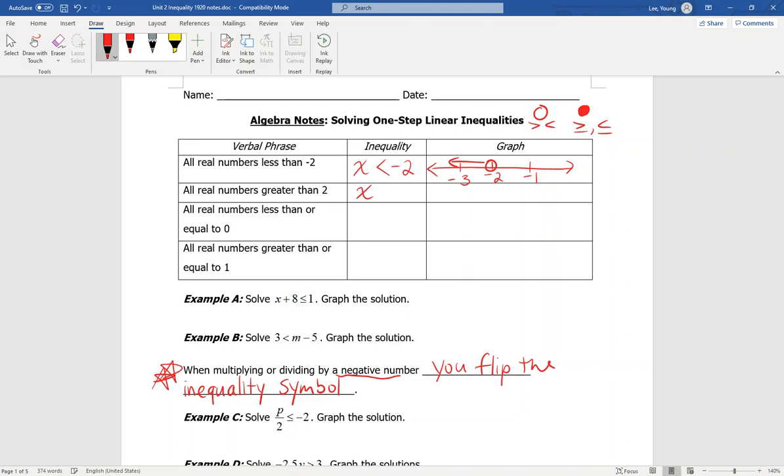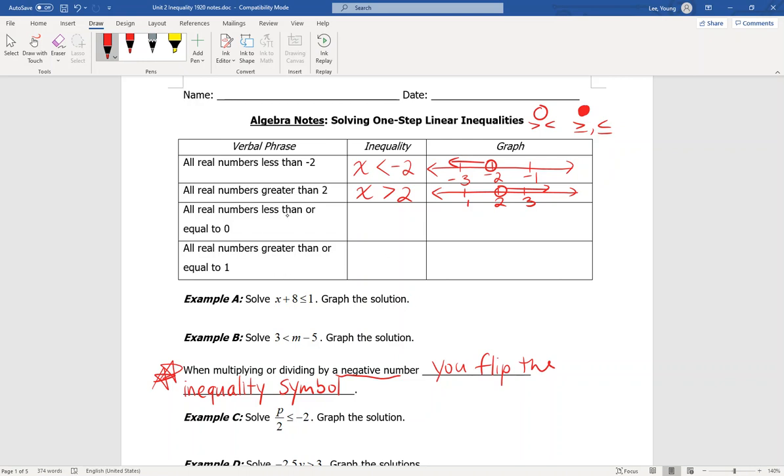So then all real numbers greater than 2. This is how you do it. Greater than 2. Right? And then again, 2 in the middle, but these are the positive numbers. So the number before 2 is 1. Number after 2 is 3. And then, since it's greater than without any equal sign, it's going to be open circle to the right.